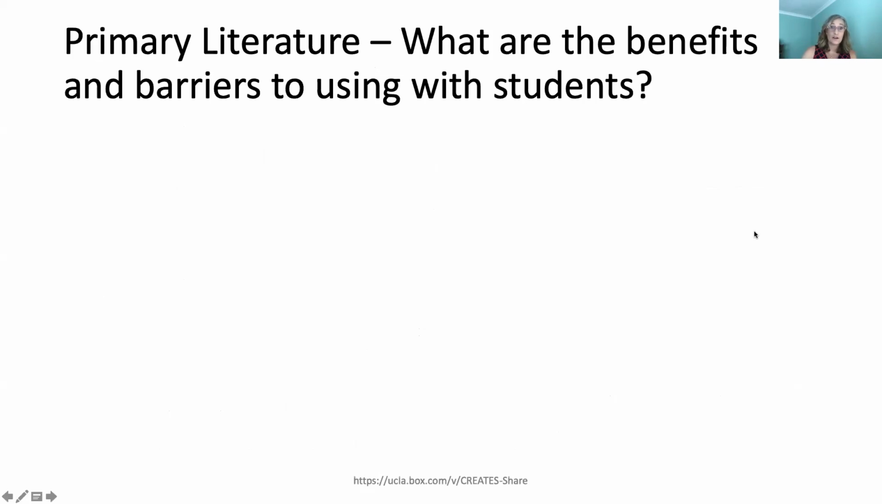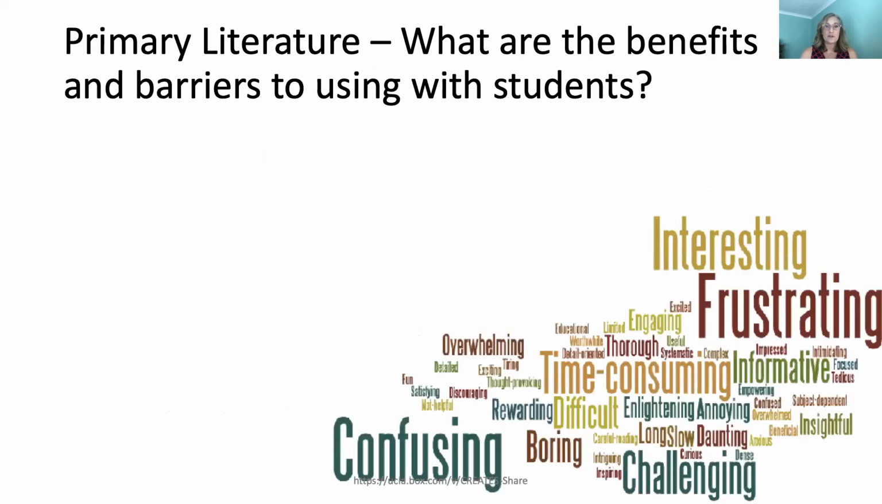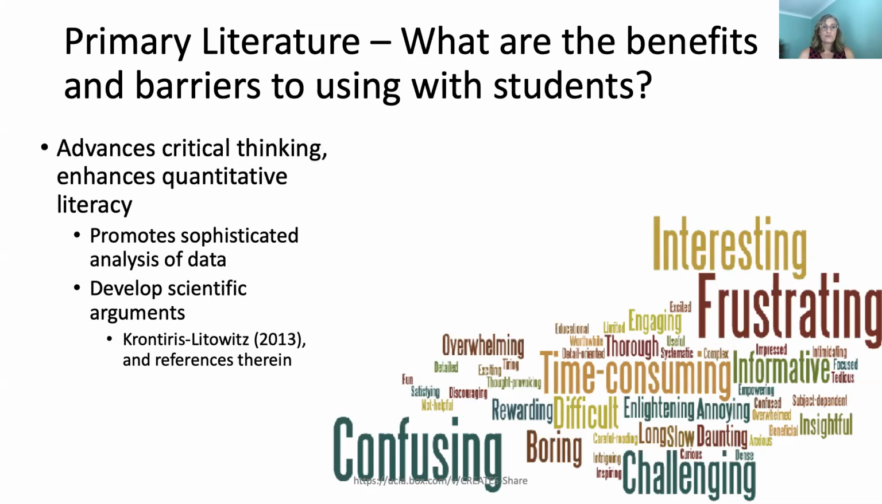All right, so primary literature. What are the benefits and the barriers for using primary literature with students? Some of the barriers, let's start with, is that students often find these to be extremely frustrating, confusing, time-consuming to read, challenging, overwhelming. Fortunately, they do find it interesting as well. But it seems to be kind of a process, and especially the idea that there are different kinds of vocabulary used in articles can be really difficult for students to dive in.